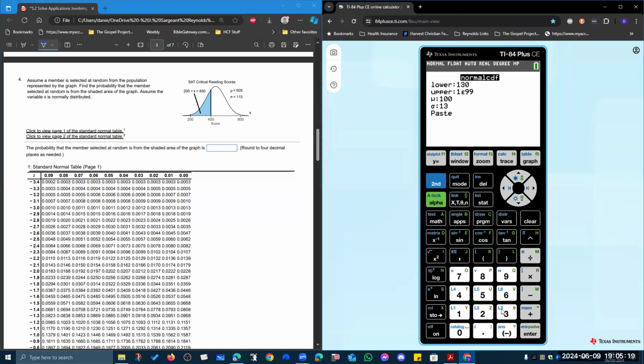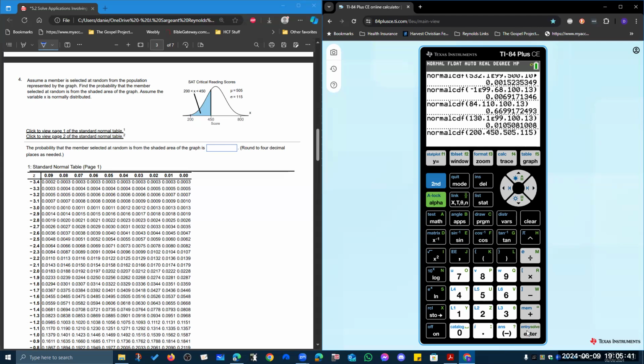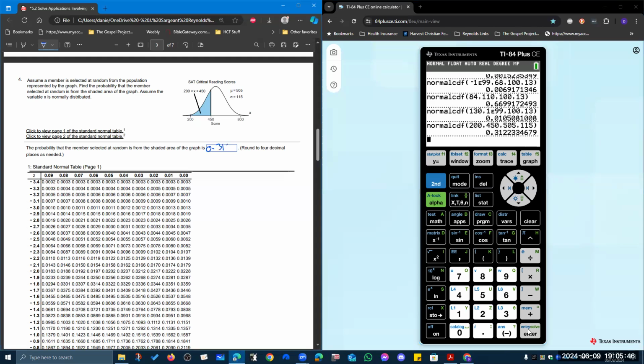So number 2, lower bound is 200, upper bound is 450, mean is 505, and standard deviation is 115, and we get 0.3122. If we wanted to convert these to z values and use the table, we could do that.